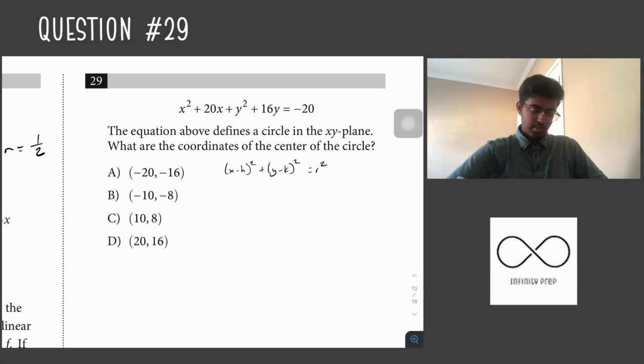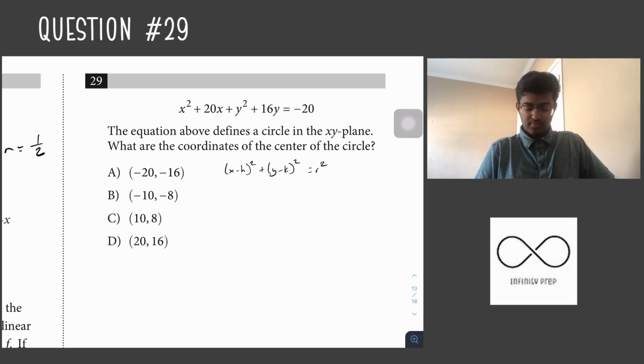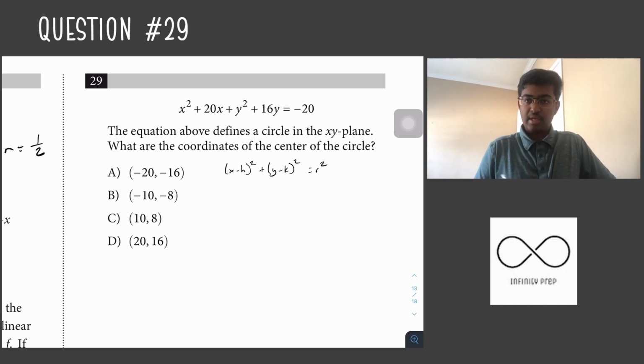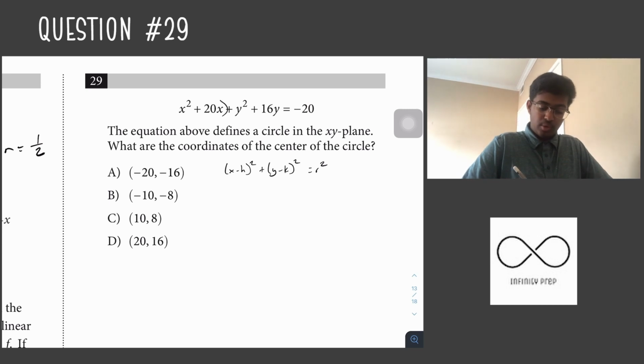Question number 29. The equation above defines a circle in the xy plane. What are the coordinates of the center of the circle? So I've written down the equation of a circle right here, which is x minus h squared plus y minus k squared equals r squared. The equation above is not in this form, so we can't find the coordinates of the center of the circle directly. We have to first complete the square.